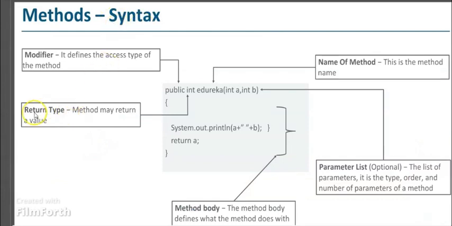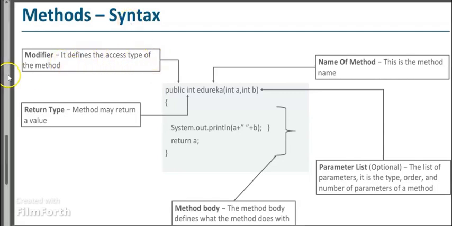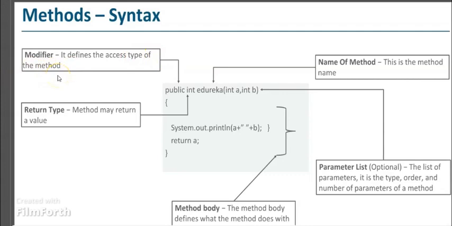Here is the method syntax. First, public. We have studied public in the modifiers concept. Public is nothing but visible to the world. Here it defines the access type of the method. We have studied that there are two types of modifiers: access modifiers and non-access modifiers. In access modifiers we get public.